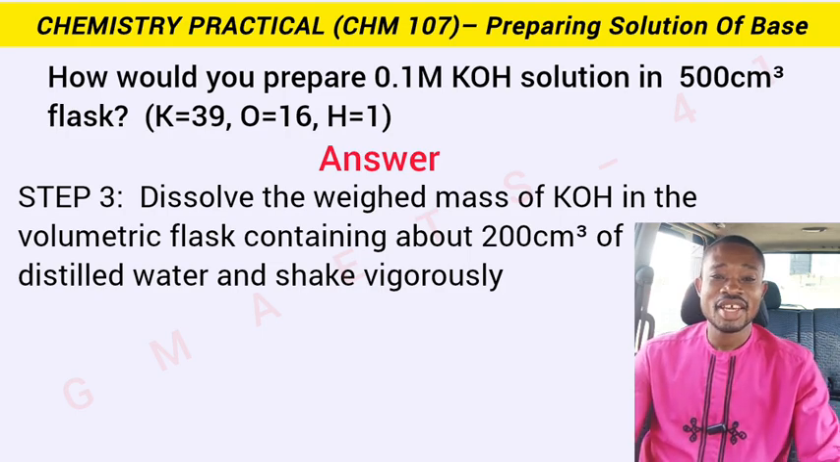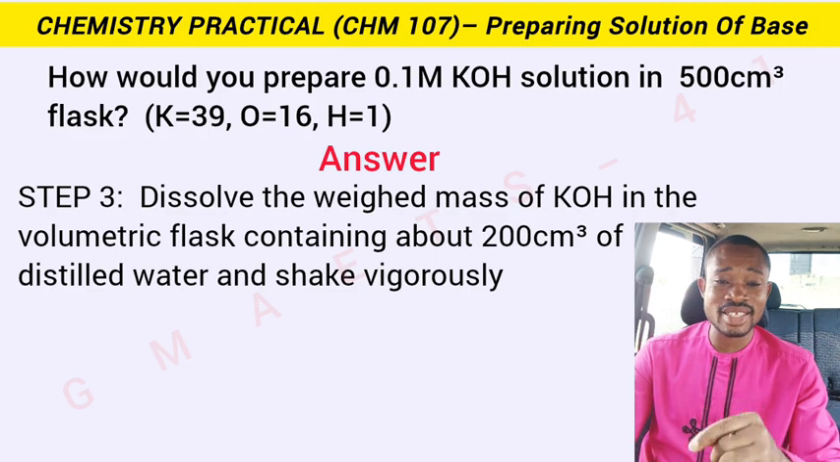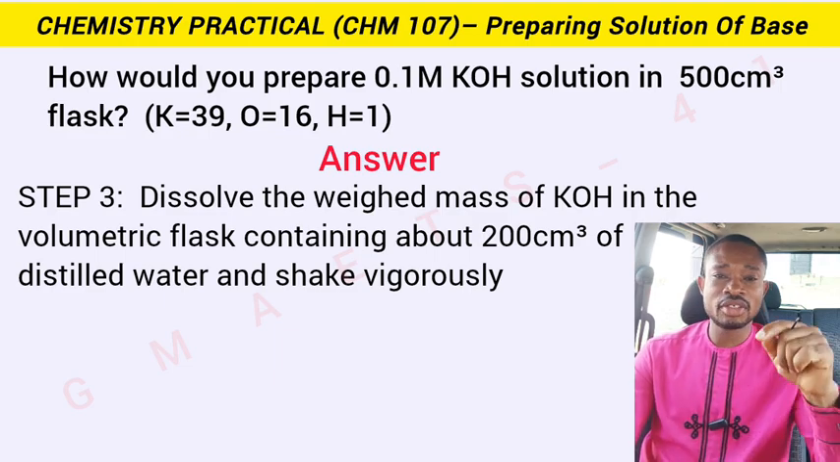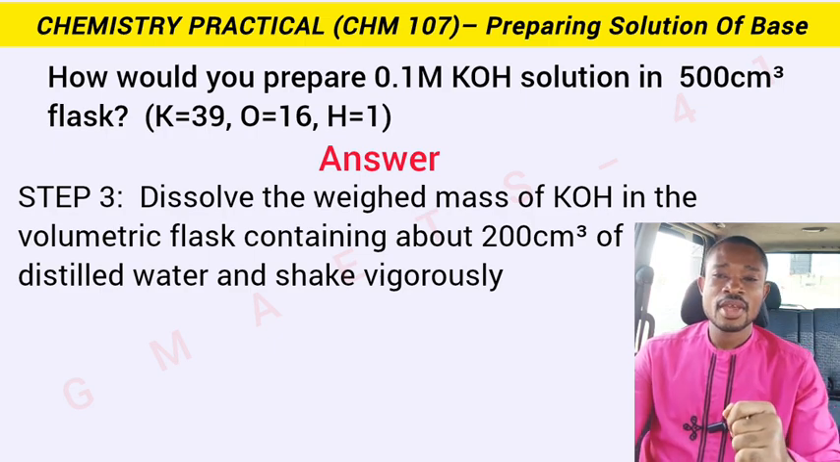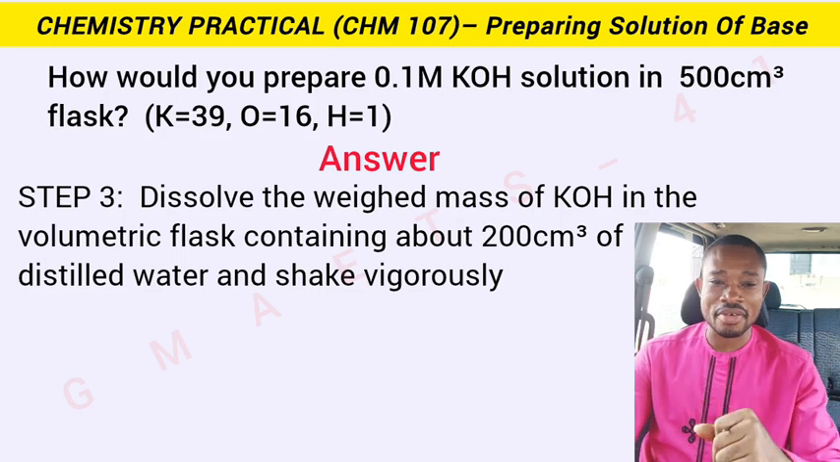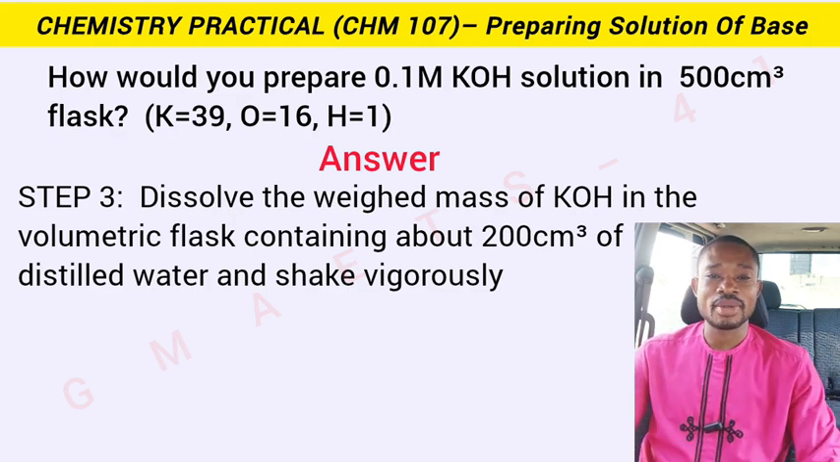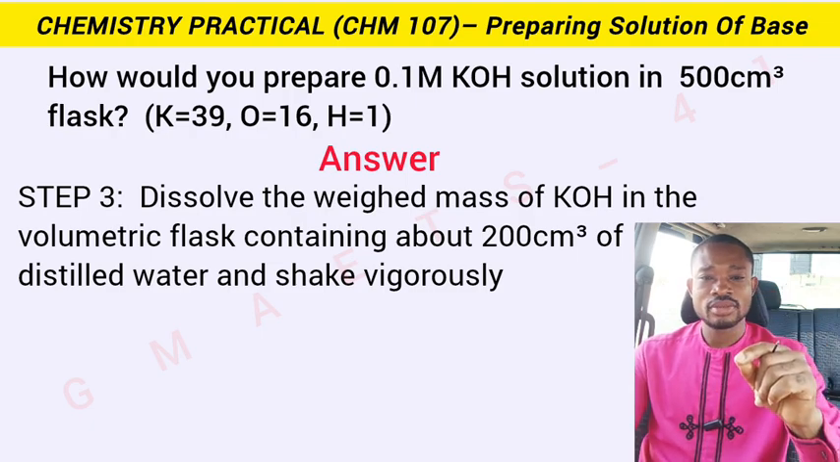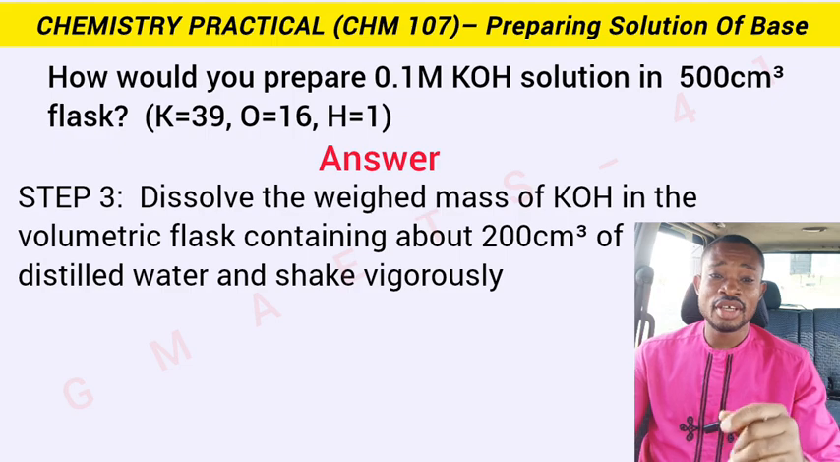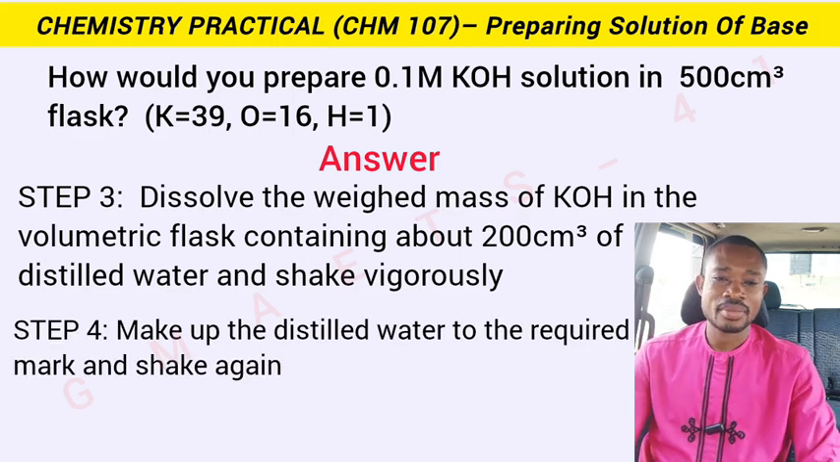Shake vigorously. Once you dissolve that mass in about 200 cubic centimeter of distilled water in the volumetric flask, you shake so that this 2.8 gram mass of potassium hydroxide will dissolve. All right? Step 4, which of course happens to be the last step: make up the distilled water in the volumetric flask to the required mark.